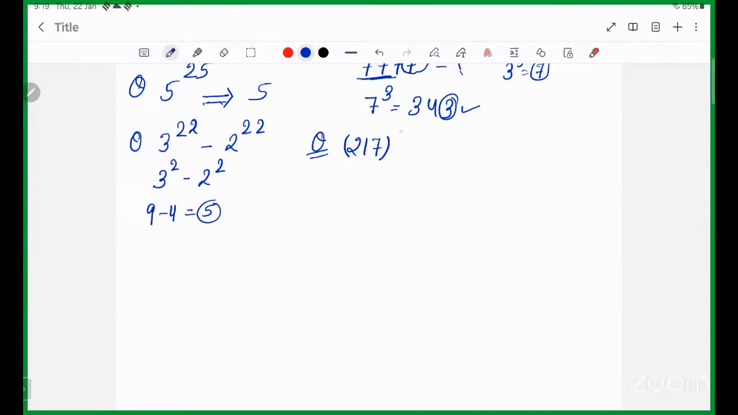217 raised to power 413 into 819 raised to power 547. Find the unit digit of this number. So 7 raised to power 3 into 9 raised to power 7. 7 raised to power 3 is 343, and the unit digit of 343 will be 3. And 9 raised to power 7, 7 is odd. So if an odd power is there on 9, it will be 9 only. 9 times 3 is 27, so the unit digit will be 7.